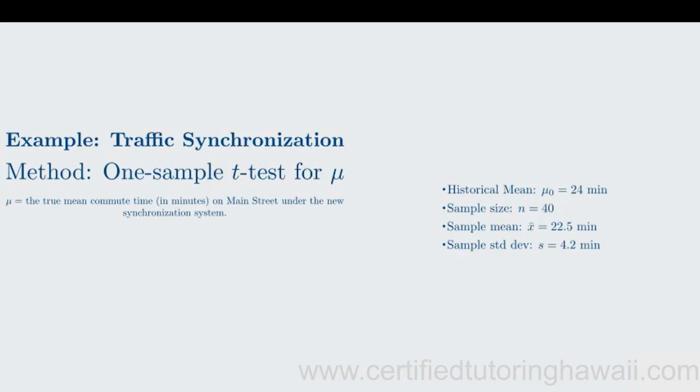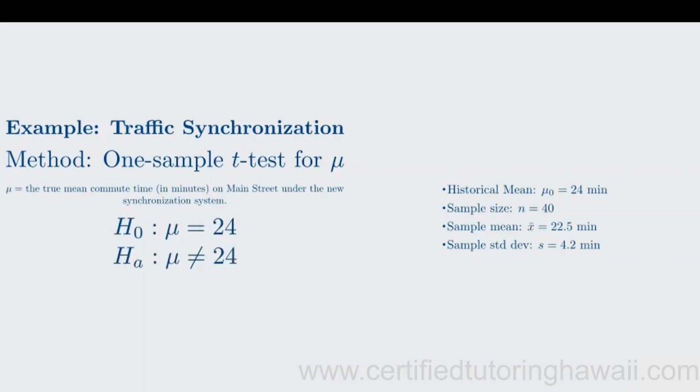Next, we establish the hypotheses. The city planner wants to know if the time has changed, which implies a two-sided test, although they likely hope it has decreased. If the planner specifically wanted to prove the system reduced commute time, the alternative would be mu is less than 24.